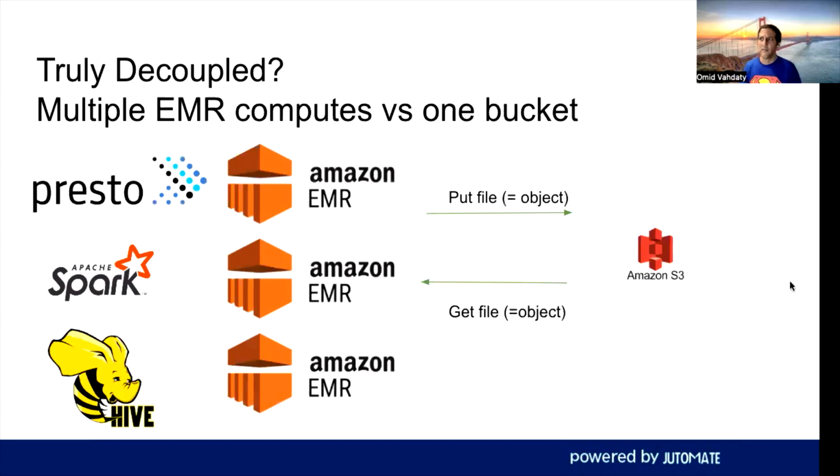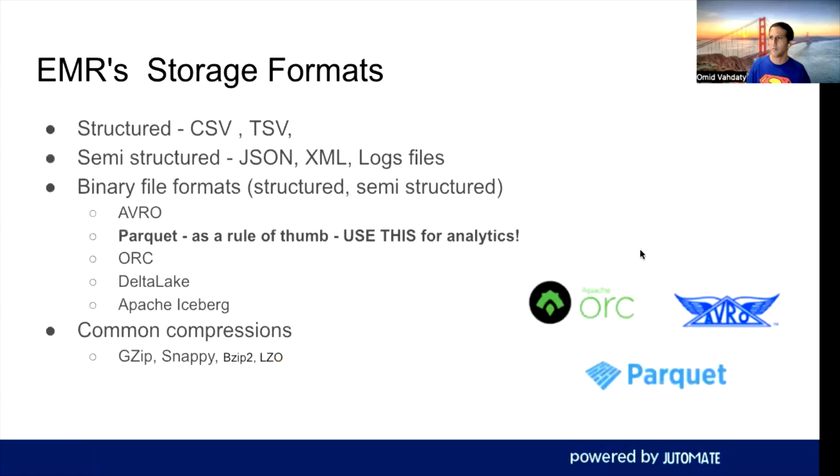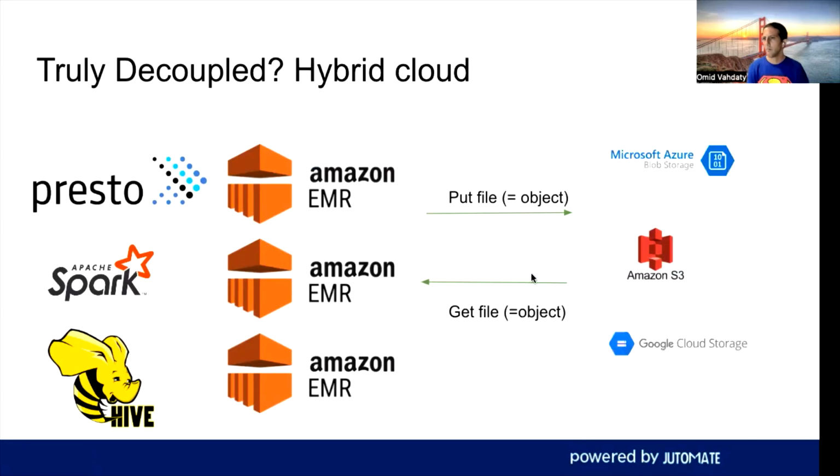So what happens if I have multiple computes on one bucket? The same. It's totally decoupled. You can have several computes on EMR like Hive, Spark, and Presto, all accessing your one bucket. So you don't have to have a replica of your data for Presto and another replica for Spark and another replica for Hive.